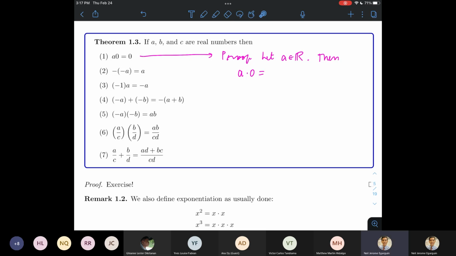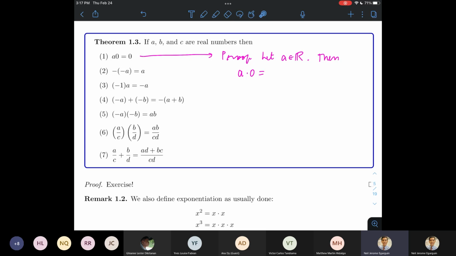Ito yung isang instance na kailangan mo maging creative. Kailangan mo mag-construct, maghanap ng isang specific way of rewriting A times 0, not violating any of the rules before or without introducing any outside assumptions. Okay? Paano ko siya masusulat?